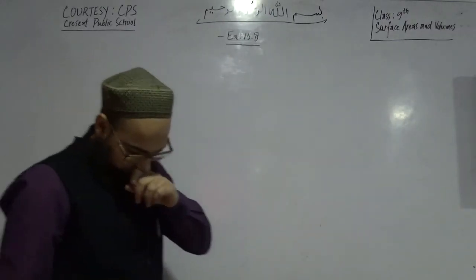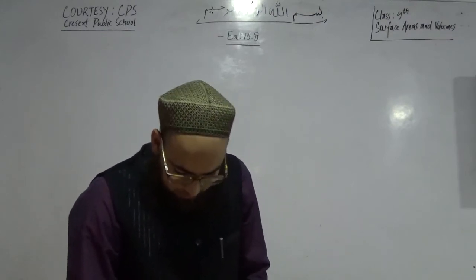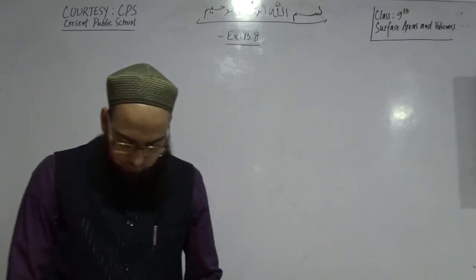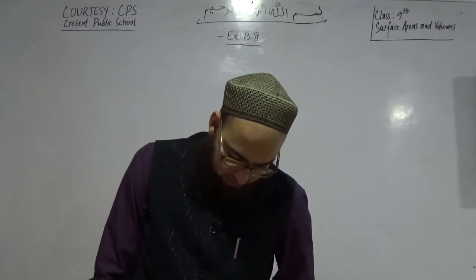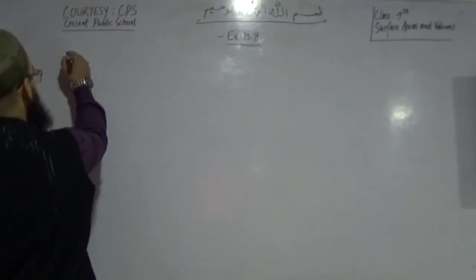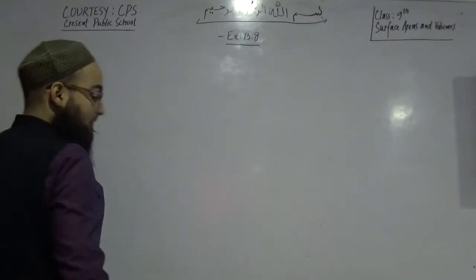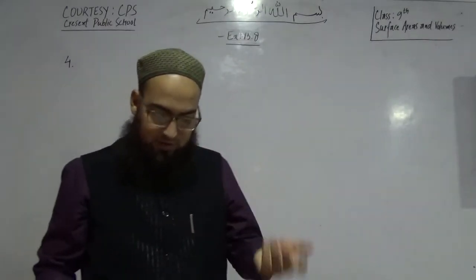Now, question number 4. The diameter of the moon is approximately 1/4 of the diameter of the earth. What fraction of the volume of the earth is the volume of the moon? Question number 4. Diameter of the moon is approximately 1/4 of the diameter of the earth.